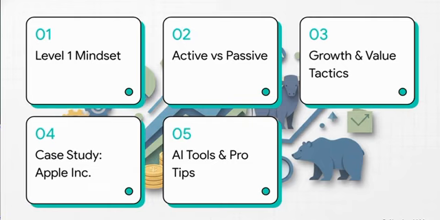Okay, let's dive into this study guide blueprint. We'll start with a Level 1 mindset, tackle the massive active versus passive debate, break down growth and value tactics, look at a really cool case study on Apple, and finally, wrap up with some AI tools and pro tips.